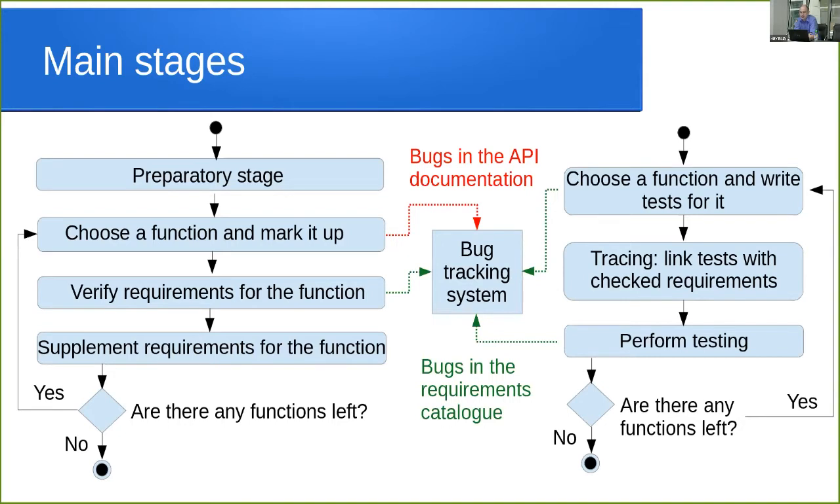This can be done in different ways, but for instance, you can just write identifiers of the requirements from the requirement catalog in front of the test function in comments. And Requality will build a requirements coverage report for the test engineer so that he can see which requirements have not been checked.